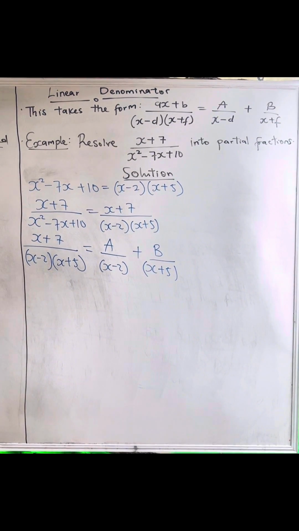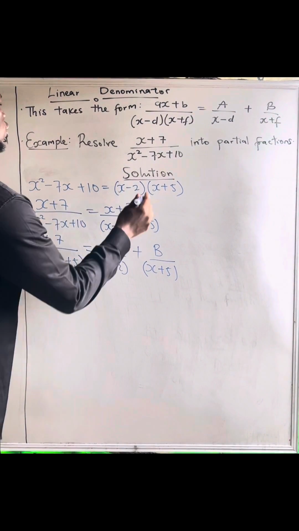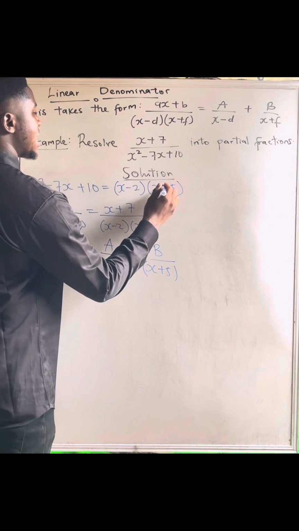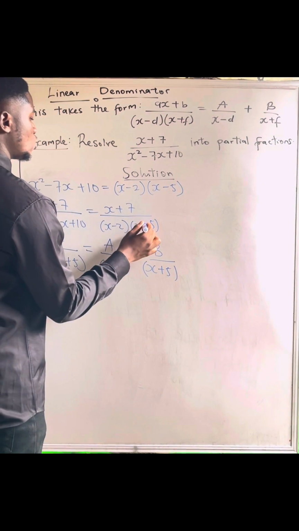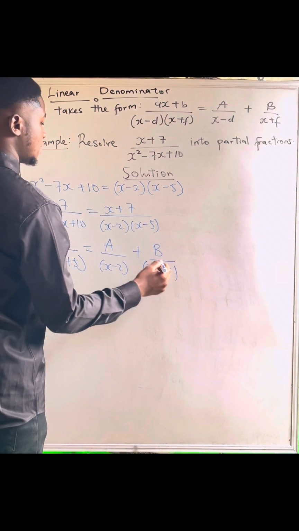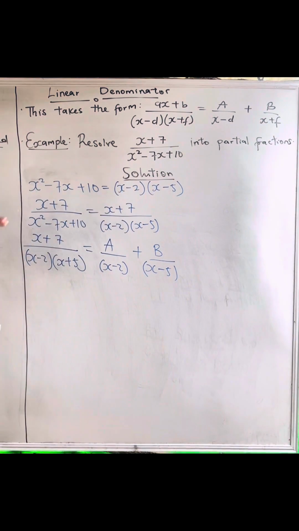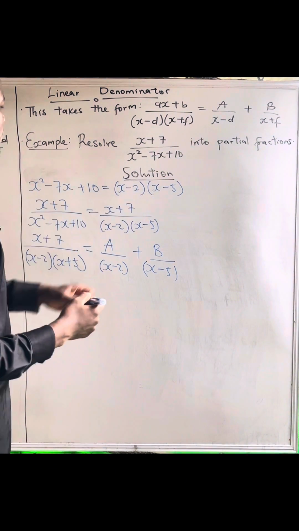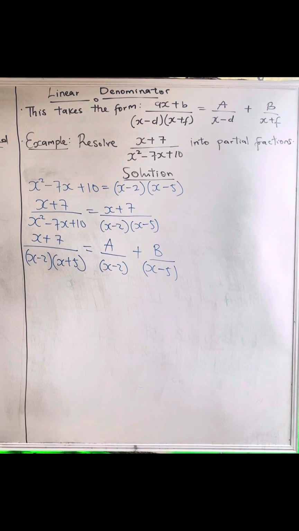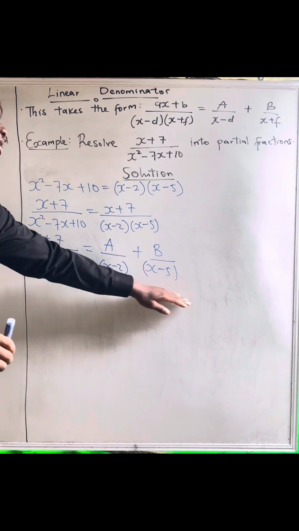Okay, guys, before we continue, please, this should be x minus 2, x minus 5. If we factorize this, we are going to get x minus 2, x minus 5. Now, guys, let's continue.